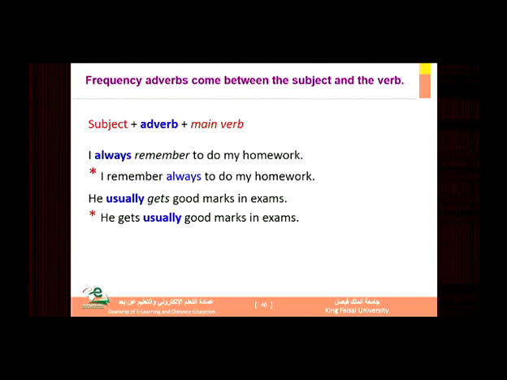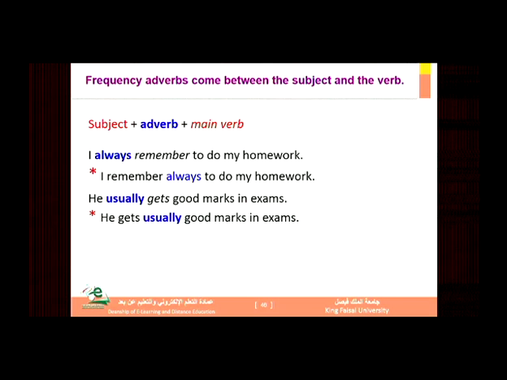Look at the adverb always. It is between I, the subject, and remember, the verb. We cannot say, I remember always to do my homework. When there is a star at the beginning of the sentence, it means the sentence is not really grammatical, or at least it is not really acceptable. So we cannot say, I remember always to do my homework. We have to say, I always remember. In other words, the adverb comes before the verb, not after the verb. It has to be before the verb.